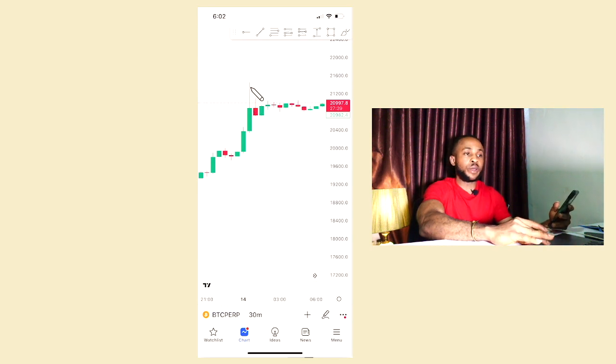So as you can see, we had one bullish candle here, one green candle to the upside, which is a 30 minutes candle. And then the next candle came, and the price came down a little bit and closed here.